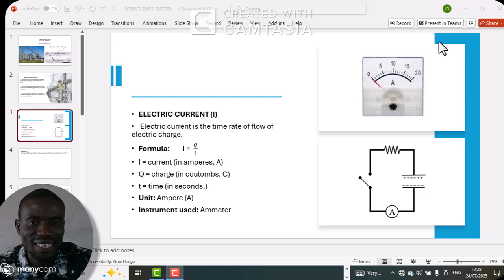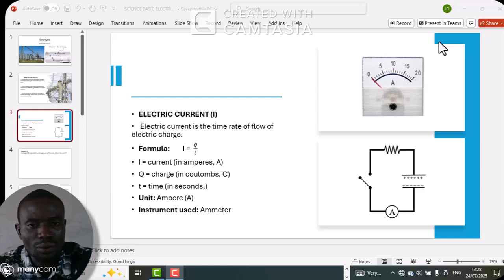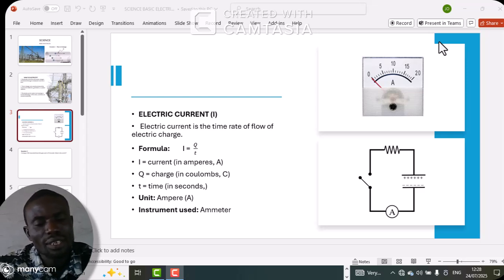If the rate is high, we say the current is high. If the rate is low, we say electric current is low. So the formula of current will now be quantity of electric charge over time taken.